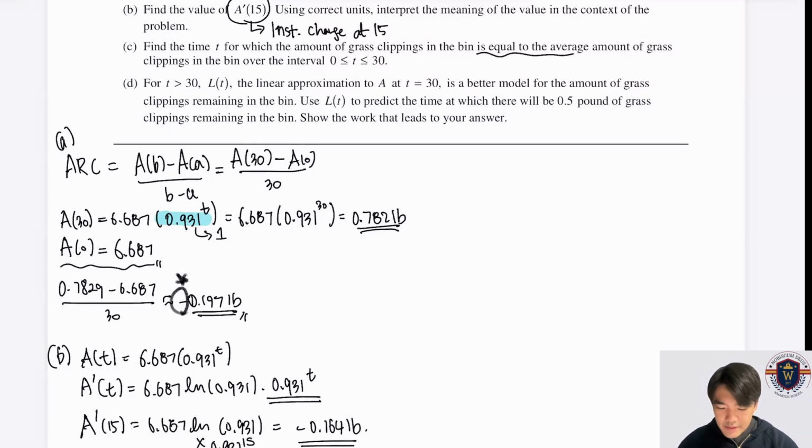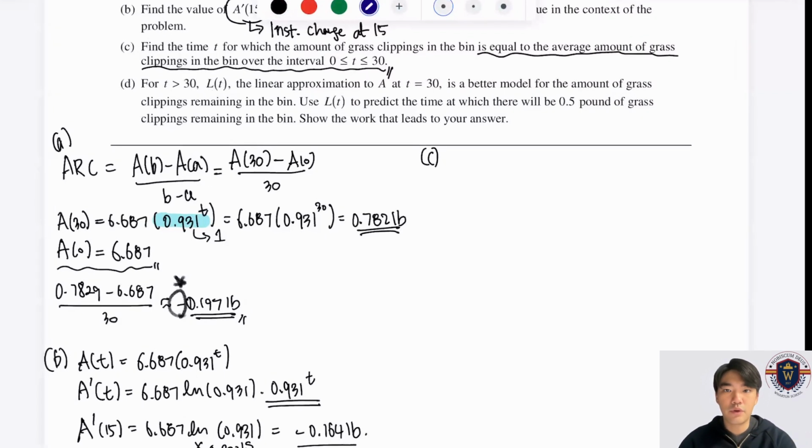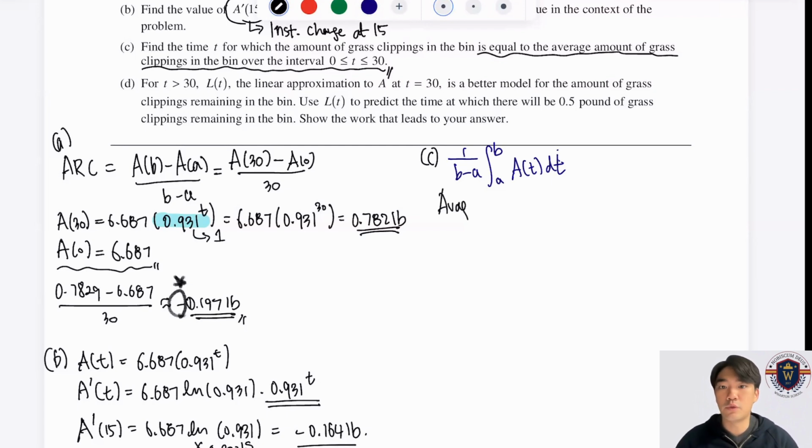All right, and part C: find the time t for which the amount of grass clippings in the bin is equal to the average amount of grass clippings in the bin over the interval 0 to 30. So we first have to find the average value of A(t) over 0 to 30. We can use this formula: 1 over (B minus A) times the integral from A to B of A(t) dt. This works as the average value of A(t) over a certain interval. In our case, it will be 0 to 30.